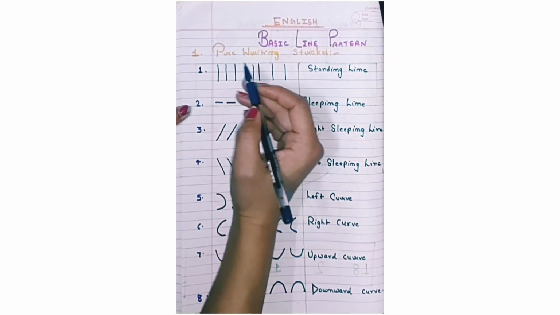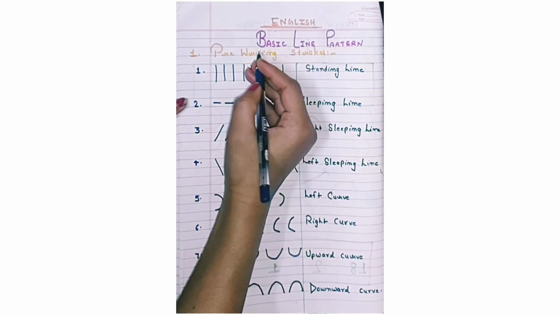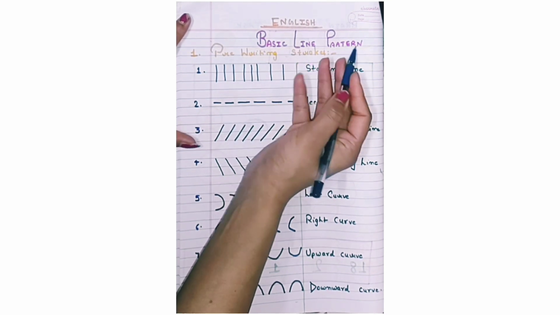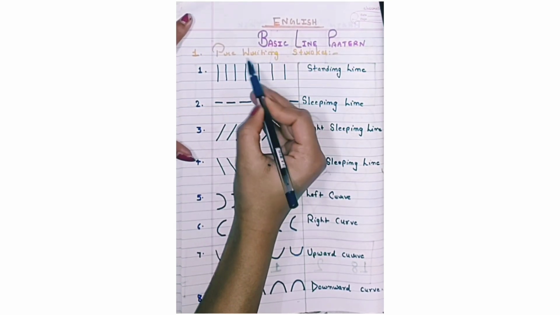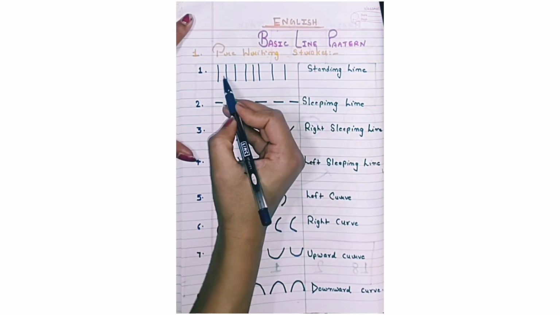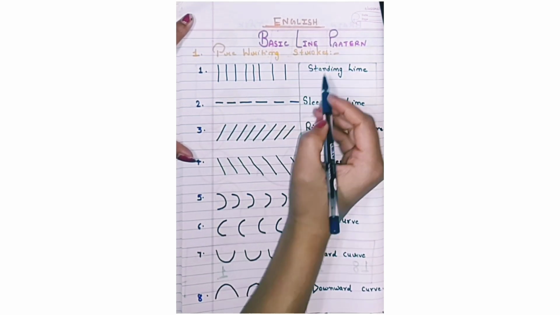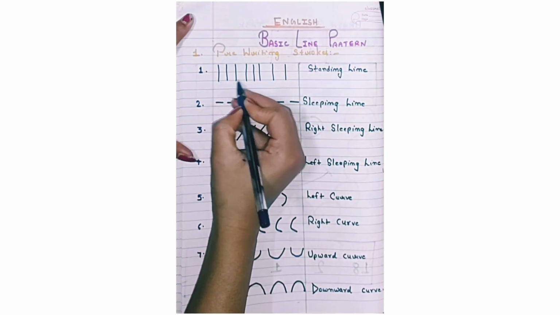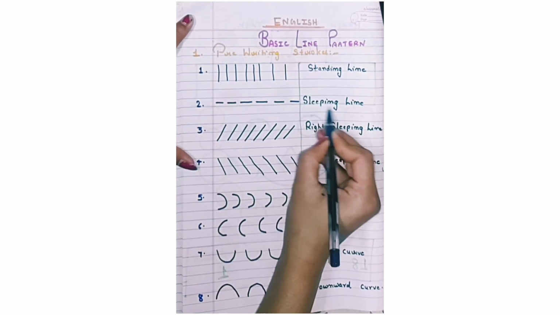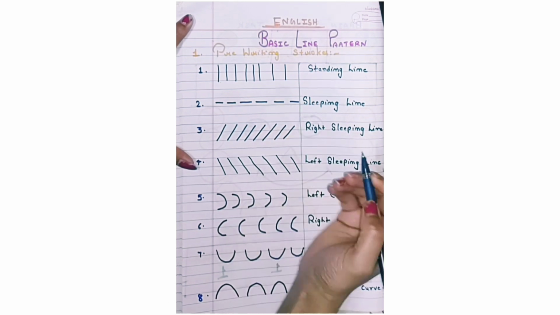Today we are doing nursery English paper. Let's start. First topic is basic line pattern. Let's see. Pre-writing stroke. In this topic, basic lines are standing line, these are standing line, sleeping line, these are sleeping line.